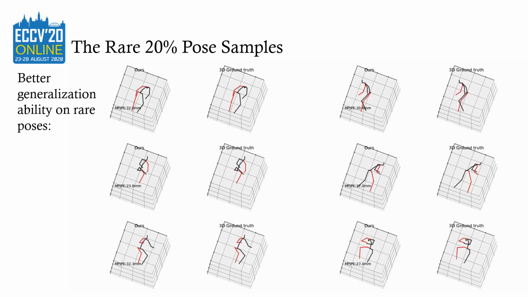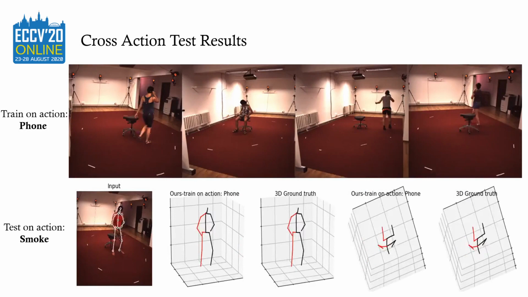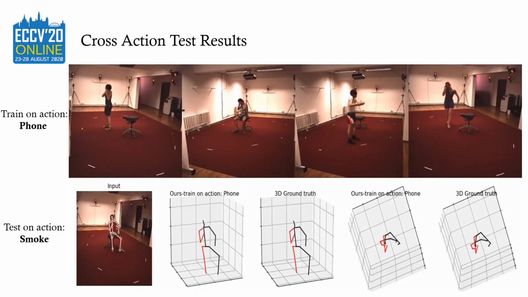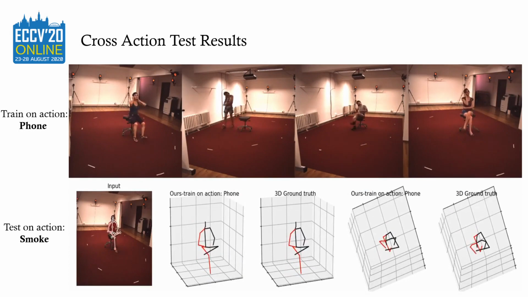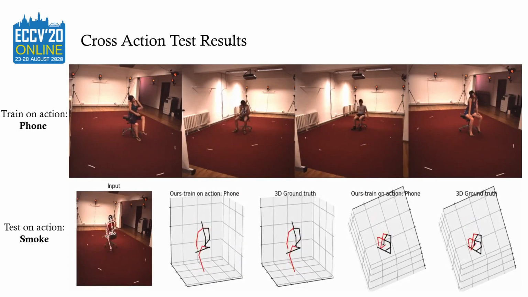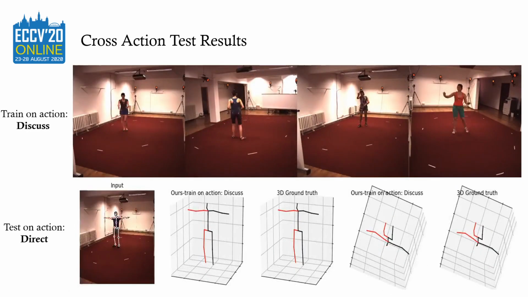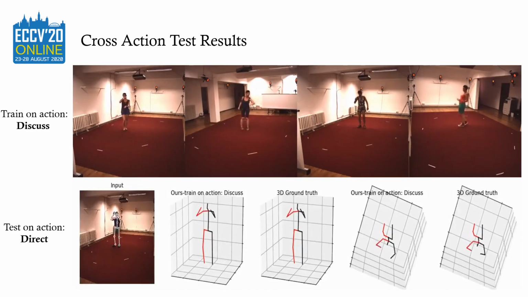And then, we present our cross-action test results. The first row demonstrates training samples, and the second row shows our results from the front and top view. When training on action 4, test on the action smoke. SRNet can generalize well on the cross-action settings. The same condition on the example of training on action discuss, test on direct.